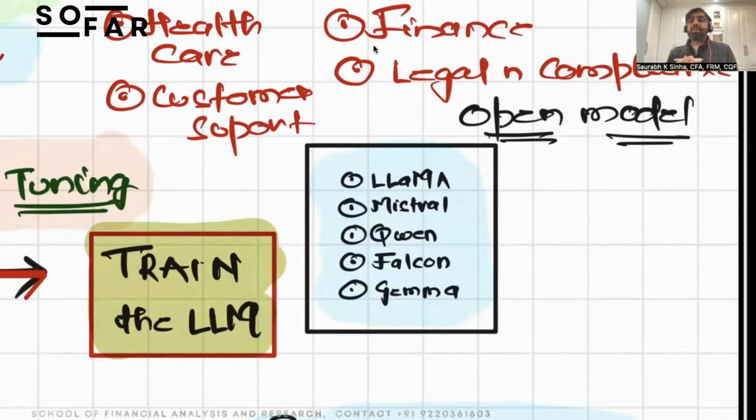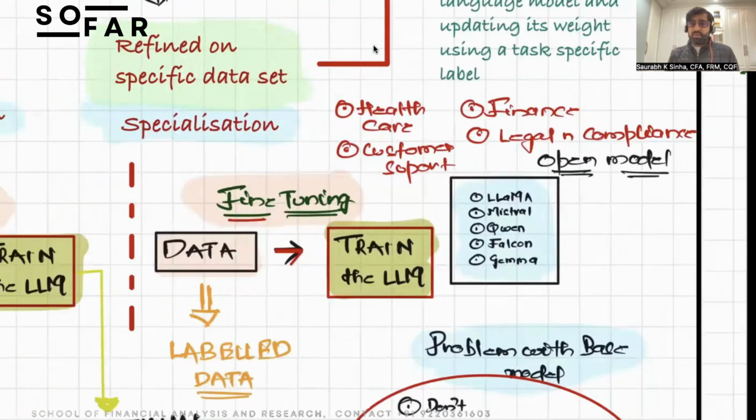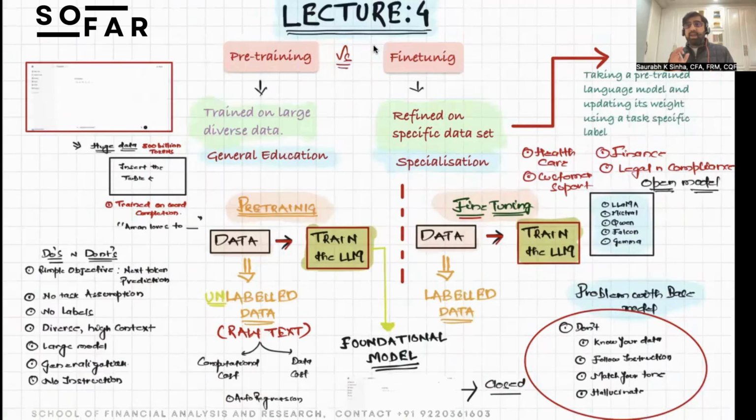So if you want to develop a customer support, you can enter into these models and you can change the weights by providing the labeled data. And it's very easy and we'll go through that code in an upcoming lecture. It's not very complicated. It's simple. Okay. So what have we learned? We have learned that every model need not be fine-tuned, but every base model can only be developed through pre-training.